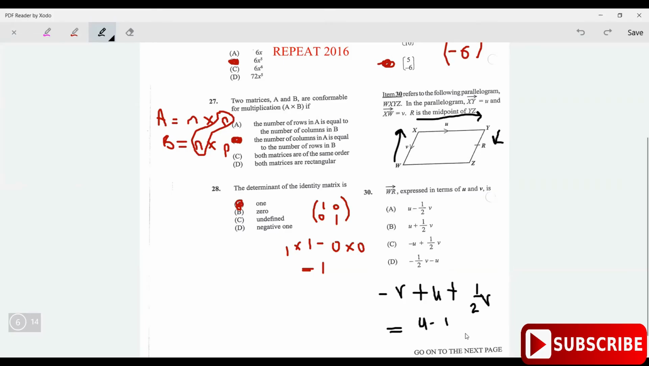U minus a half V. U minus a half V is where? Option A. Nice and easy.